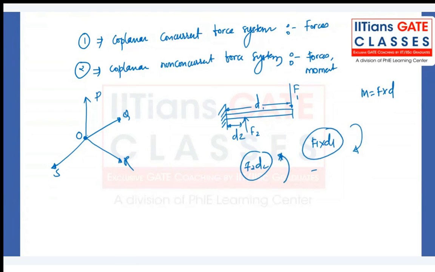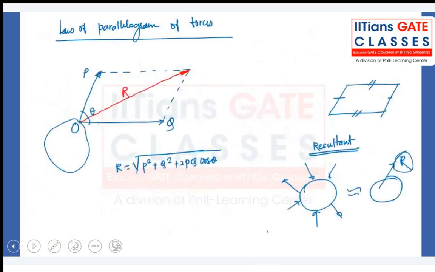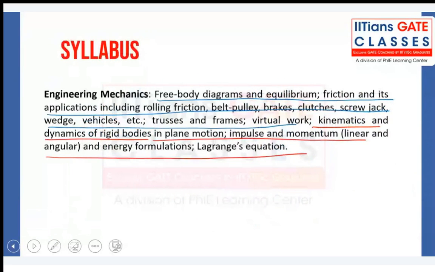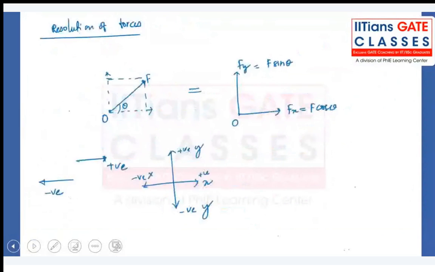So you can clearly see in case of a coplanar non-concurrent force system, you don't have to just deal with the forces, you have to deal with the moments as well. Whereas in a coplanar concurrent force system, you just deal with the forces. Why am I telling you this? Because our first topic which we have to study in this subject is free body diagrams and equilibrium. The word equilibrium is very important, and we have equations of equilibrium.